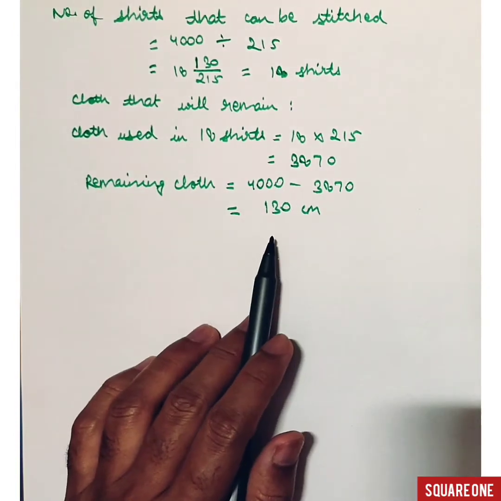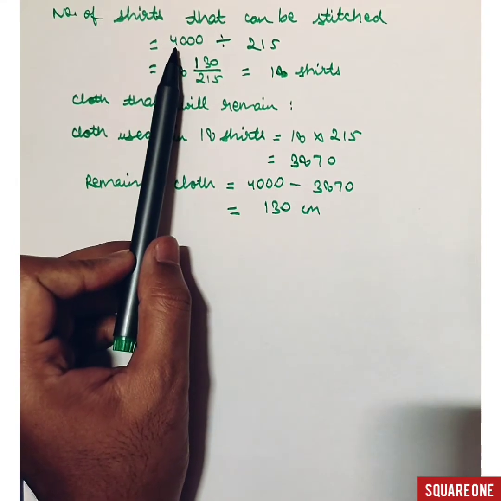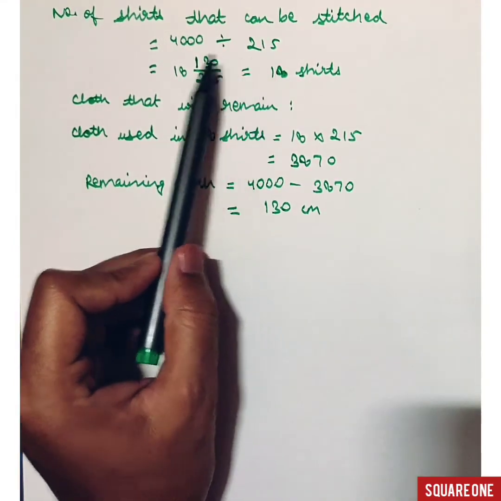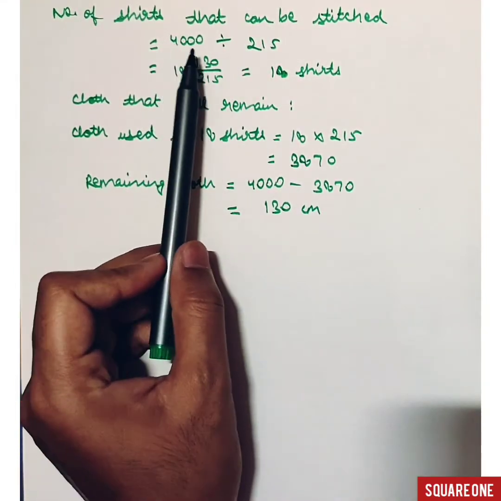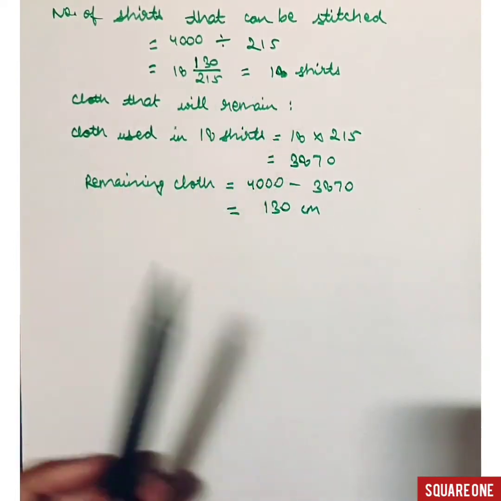We converted both the numbers in centimeter. We were given 40 meter and 2 meter 15 centimeter. We could not have divided meter by meter and centimeter, so we converted the numbers into centimeter, so it becomes easy for us to divide.